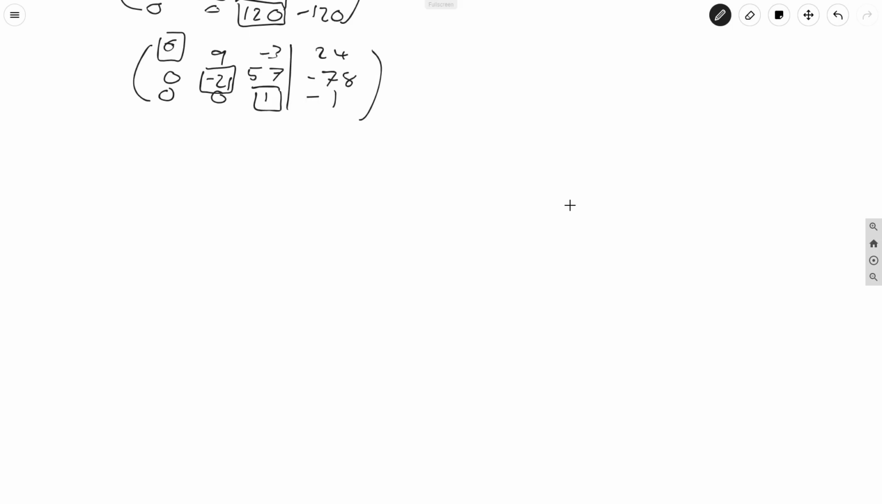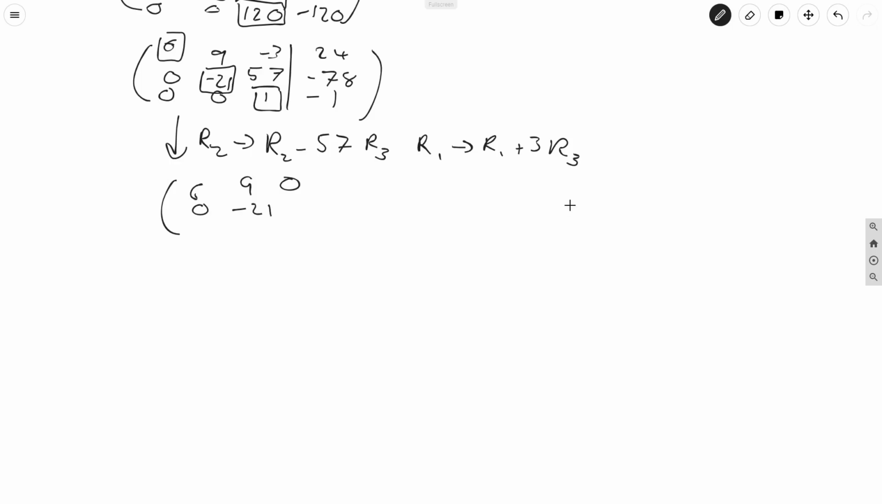So to do this, we're going to send row 2 in this step. Row 2 is going to send to row 2 minus 57 times row 3. Because now the game is to turn the things above the pivot into 0, right? And if we subtract off 57 copies of row 3 here, we won't change anything over here because these are zeros. But we'll turn this 57 into a 0, which is nice. And we're going to send row 1 to row 1 plus 3 row 3. Because this one, if we add on 3 to this minus 3, we'll get 0. So this becomes 6, 9, 0, 0, minus 21, 0, 0, 0, 1, minus 1.